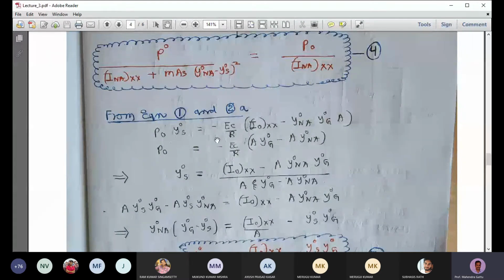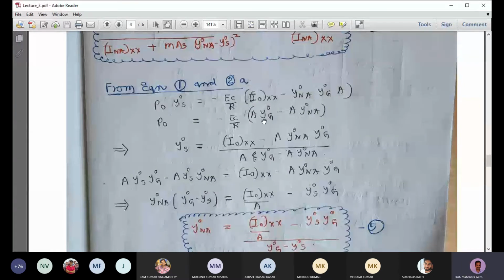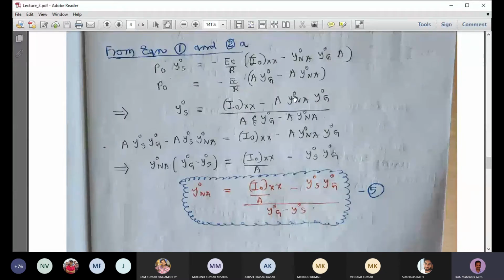So to eliminate the unknowns P naught and R, we divide this equation by this equation. The left hand side will become y naught S, and on the right hand side we get the term I naught XX minus A y NA by g, and in the denominator we get A yg minus A1 A y NA. So we want to find the unknown yNA, so we'll send this equation to the right and then take the yNA term common. So you will get A ys yg minus A ys yNA, I naught XX minus A yNA yg.